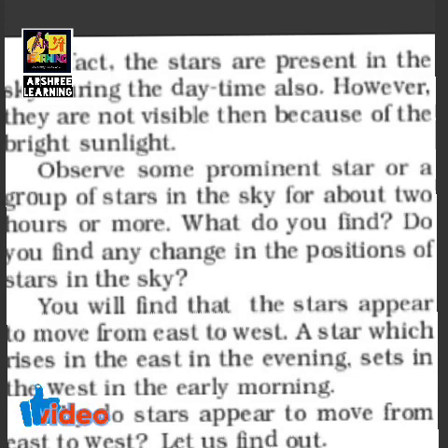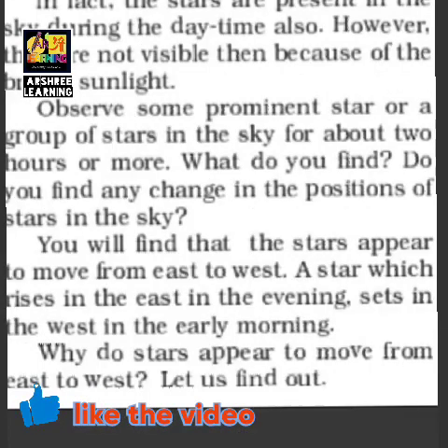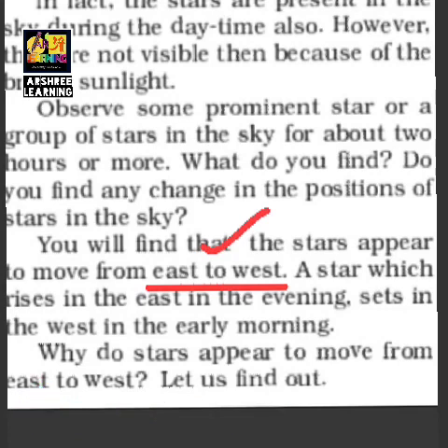And what do you find? Observe these stars carefully. Do you find any change in the position of the stars in the sky? We see that these stars do not appear to move quickly, but if you keep observing, then sometimes you will observe there is a motion. You will find that the stars appear to move in the sky from east to west. So why do the stars appear to move from east to west? This happens because the earth is rotating from west to east.